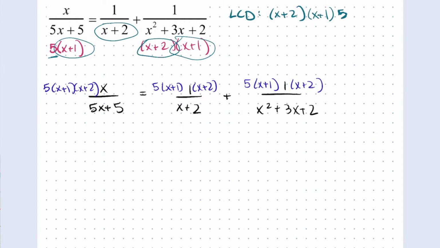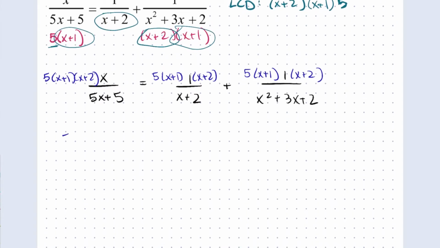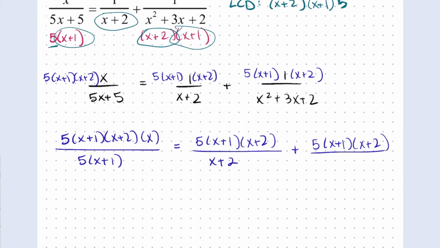Okay, and when I rewrite this, I'm going to write the denominators in factored form so that I can see what's going to cancel. So I'll have 5 times x plus 1, x plus 2, x, all over 5 times x plus 1. That's going to be equal to 5 times x plus 1, x plus 2, all over x plus 2, plus 5, x plus 1, x plus 2, all over x plus 1, x plus 2.